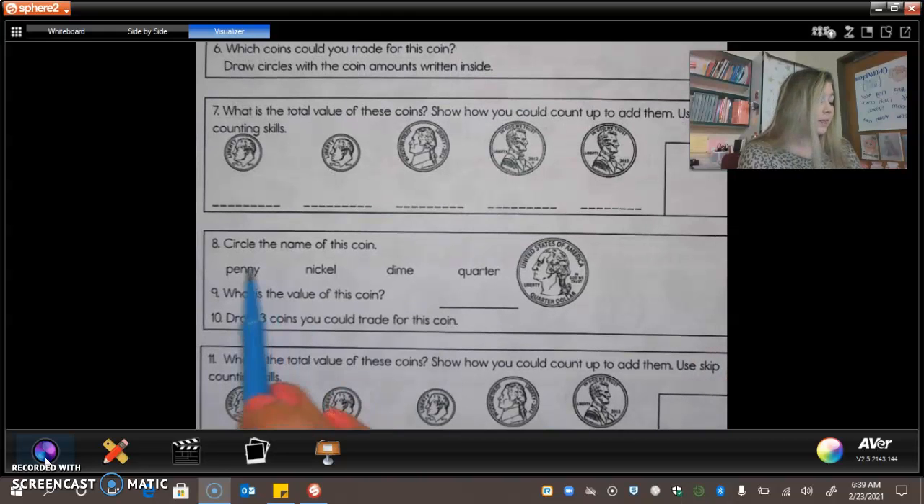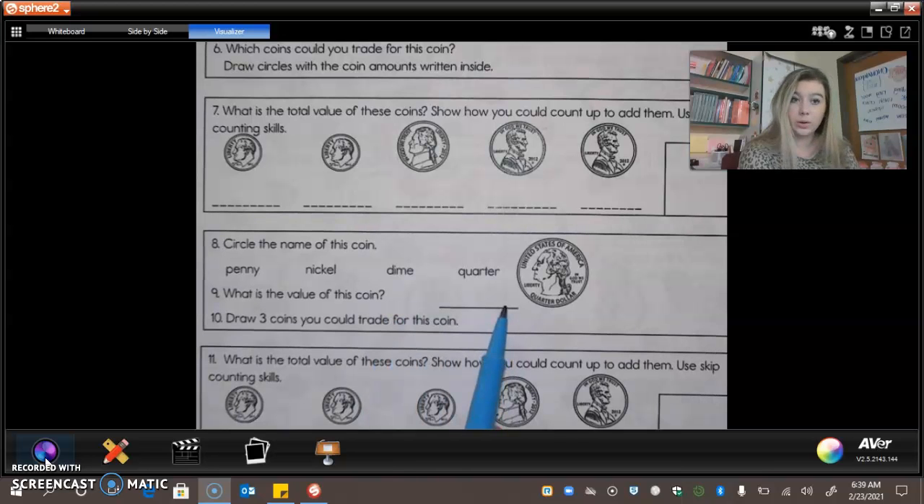Number eight, circle the name of this coin. Is it a penny, a nickel, a dime, or a quarter? What is the value of this coin? Write that on the line. How much is this coin worth?